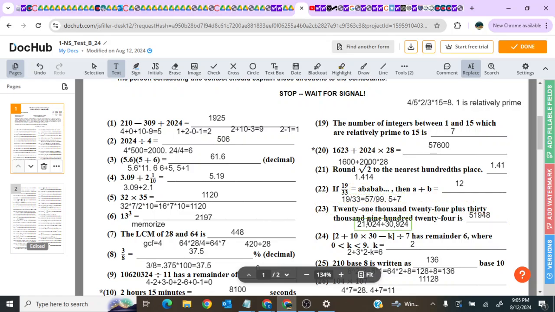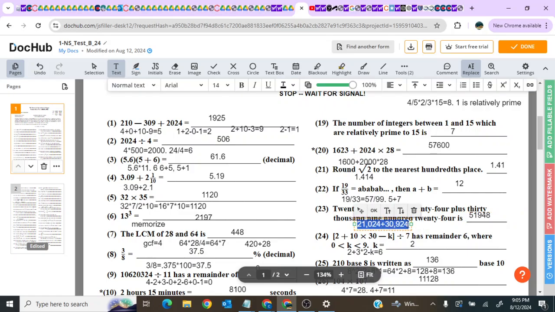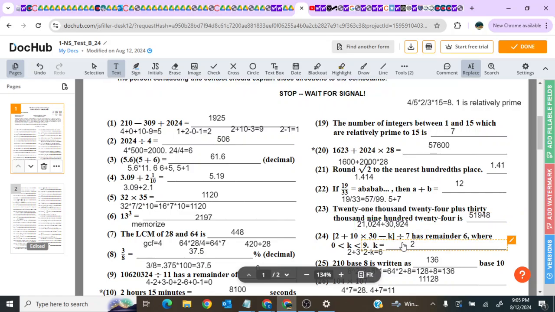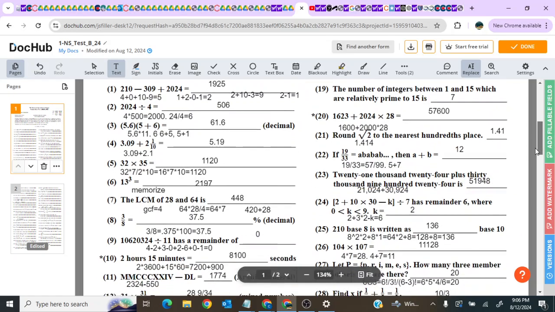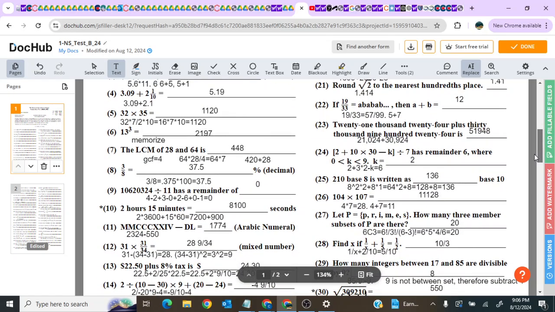21,024 plus 30,924 is what? Well, you just have to understand what those values are. You can add them partly at a time. 24 plus 924 is 948. 21,000 plus 30,000 is 51,000. You can do it in segments if that makes adding easier for you.